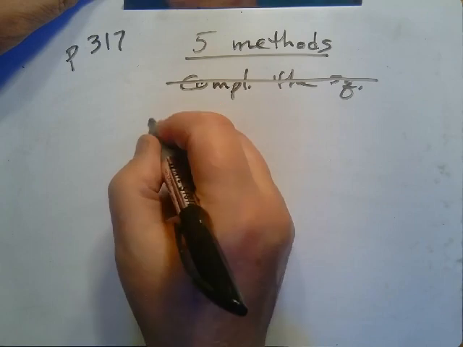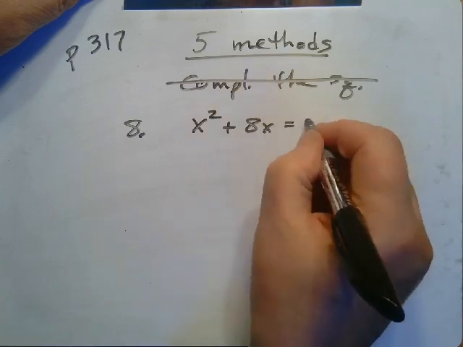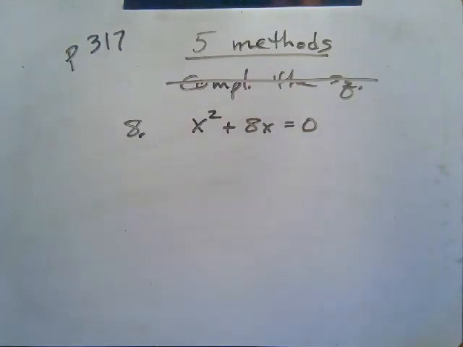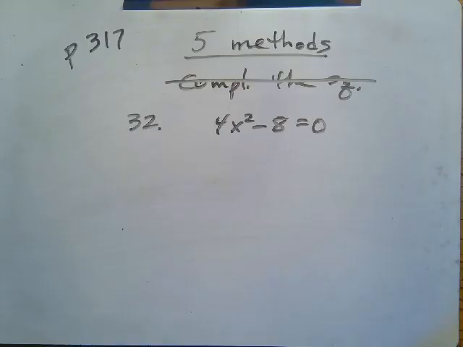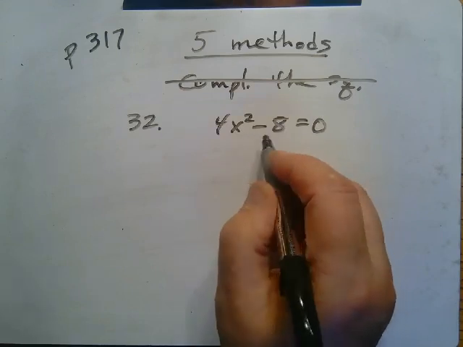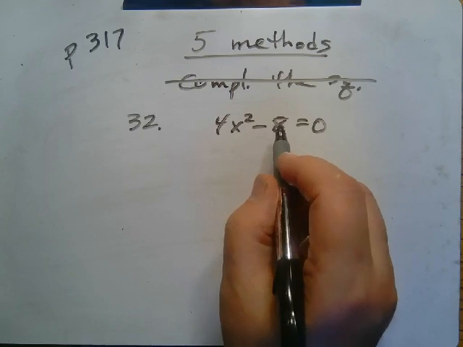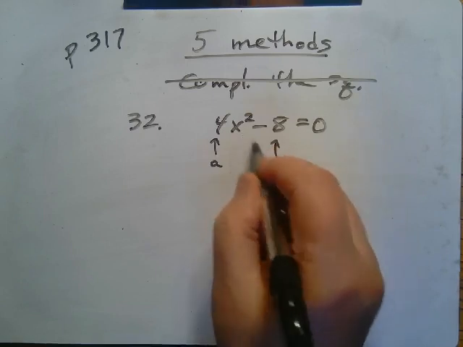Let's take a look at number 8. x squared plus 8x equals 0. Now I could solve this problem several different ways, and I could use the square root property to solve this as well, couldn't I? No, let's not do this one. Let's do a different one here. All right, let's take on number 32 instead. Now I could factor this. I could use the quadratic formula. I could graph it. But notice that this is A and this is C, and there's no b term in the problem.